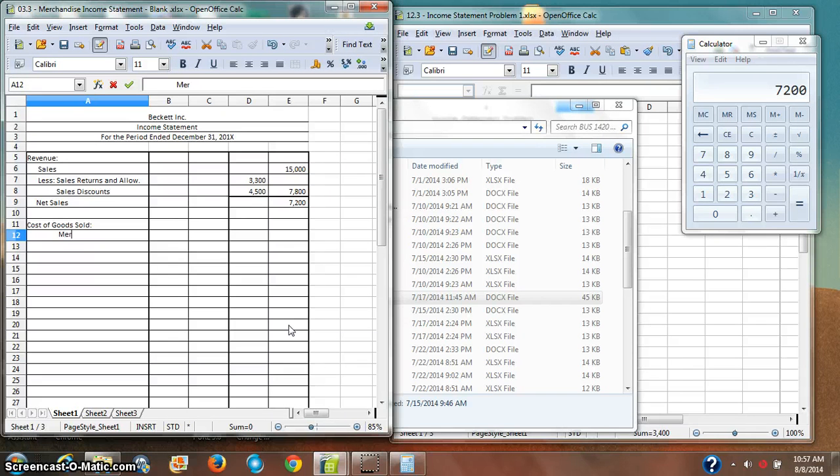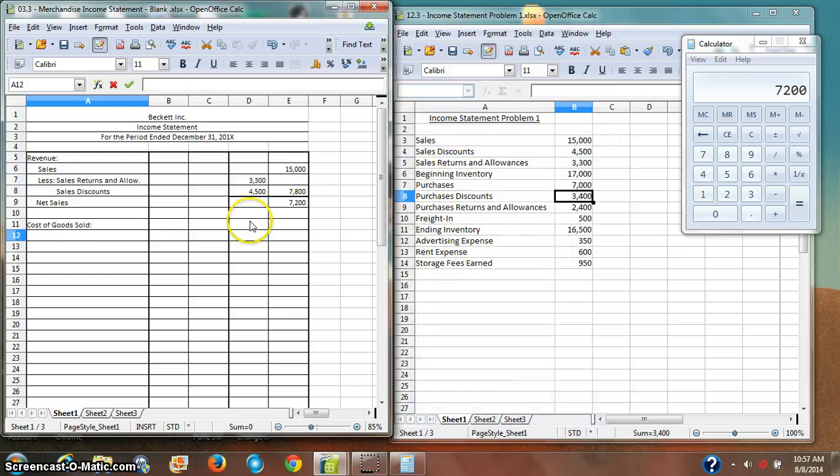I'm going to start here with merchandise inventory, and I should abbreviate here a little bit. This is my beginning inventory. Beginning inventory of 17,000. Sometimes this is done with inventory as of the beginning of the period, maybe December 1, 2010X or whatever. But this is the beginning inventory, the inventory at the beginning of the period.